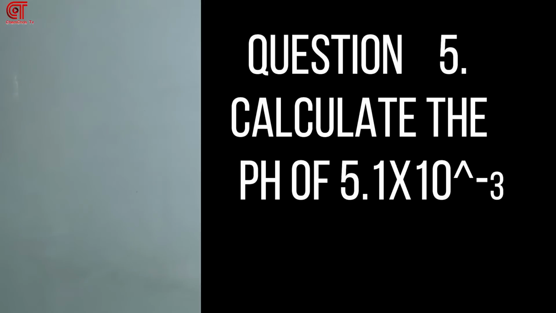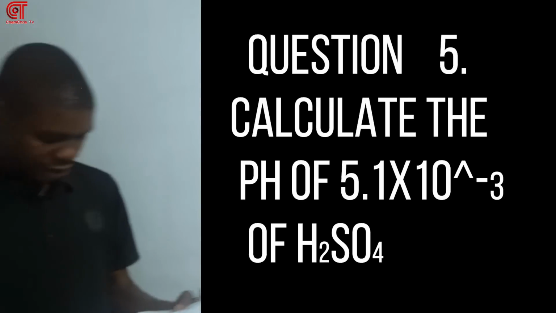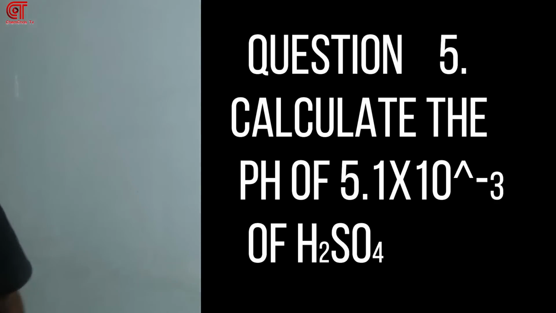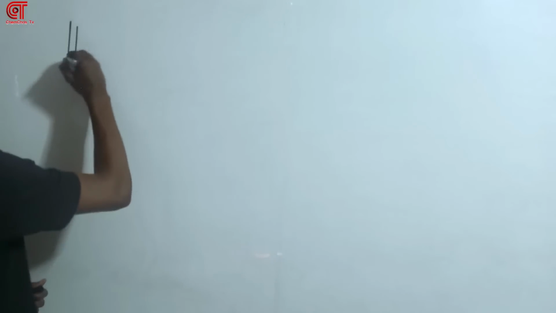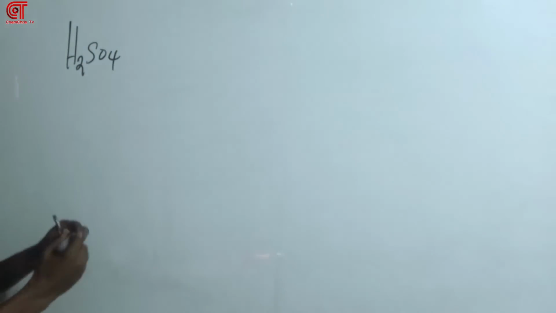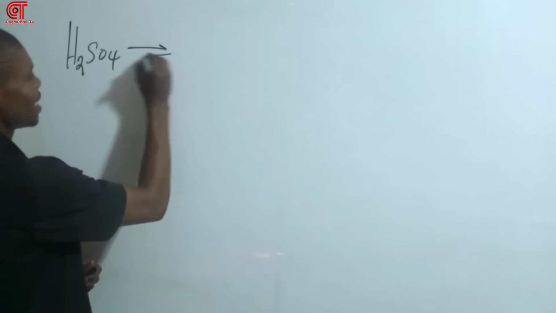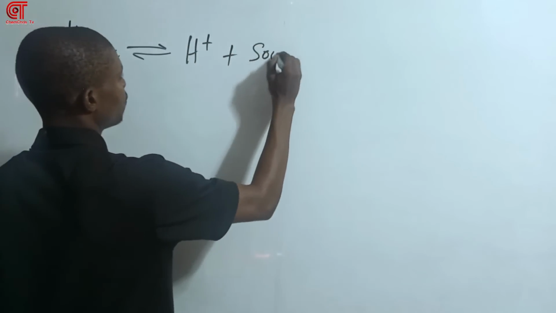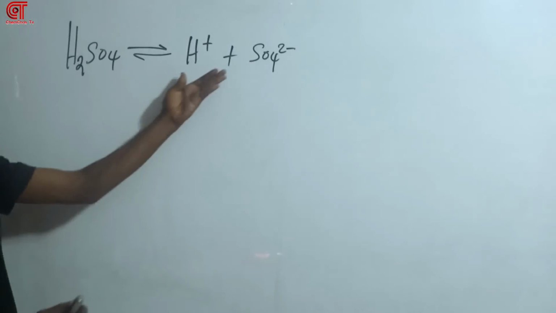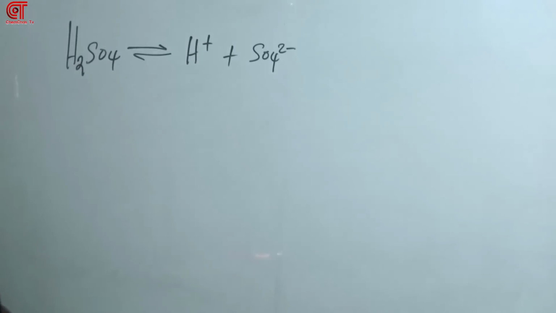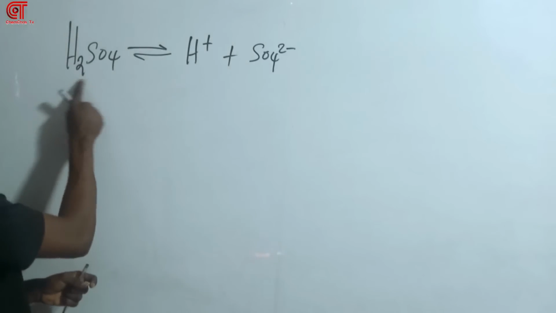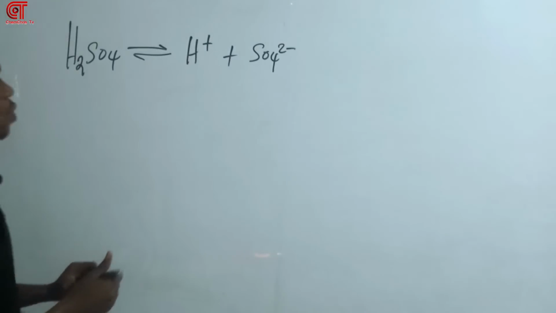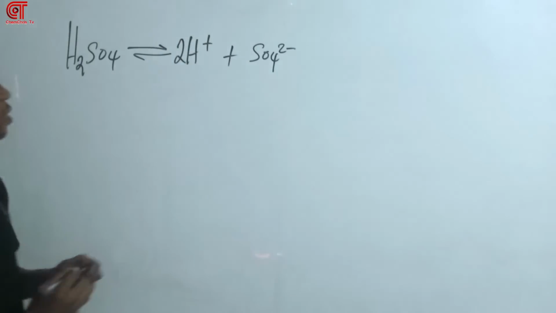Calculate the pH of 5.1 times 10 to the minus 3 molarity H2SO4. So the acid here is H2SO4. What we want to do is write the ionization equation. Here we have H plus and SO4 2 minus. But the next thing you want to do is to balance the equation. How many H do you have here? 2. How many do you have here? 1. So you have to balance here, and the equation is now balanced.